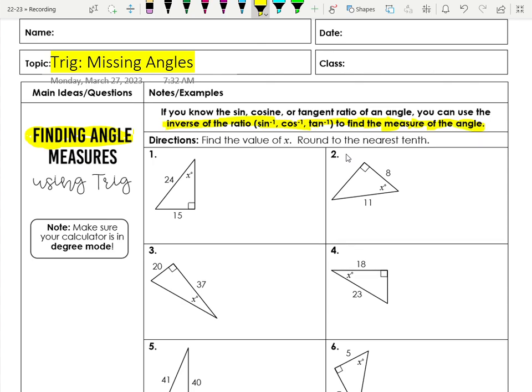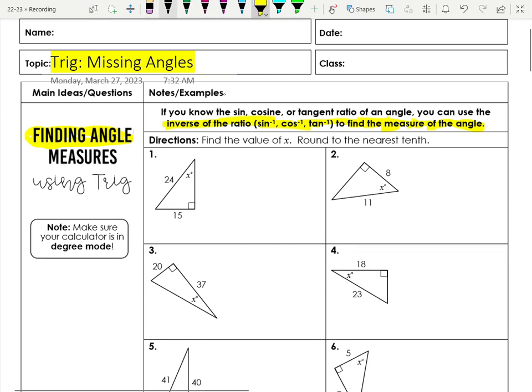Just like addition is the opposite of subtraction, multiplication is the opposite of division, squaring something is the opposite of taking the square root. Taking the inverse is the opposite of taking the regular one, so we would take the inverse of sine, or the opposite of sine.